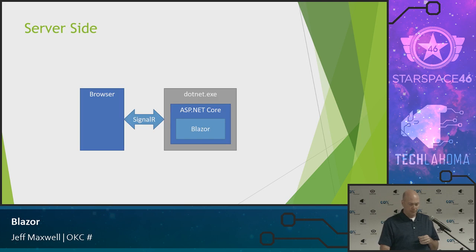The other model, which is interesting, and they've been working on this one for a while, is you run completely server-side. It runs all .NET Core with the Blazor hooks, and then it sends the results to the client via SignalR. So it still gives you that appearance.